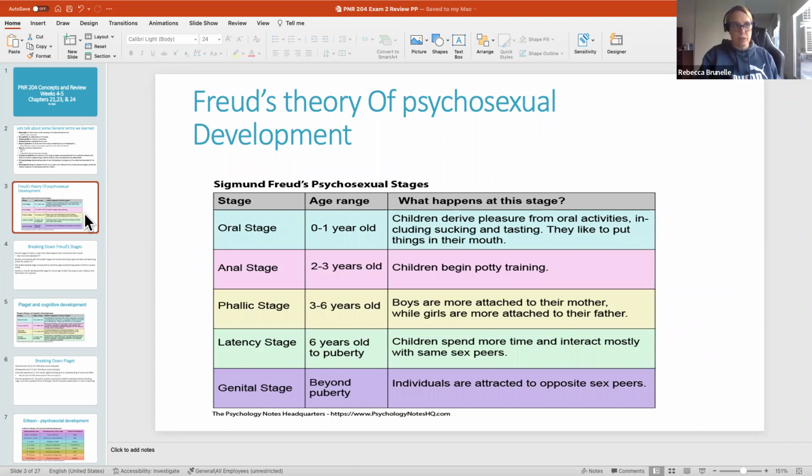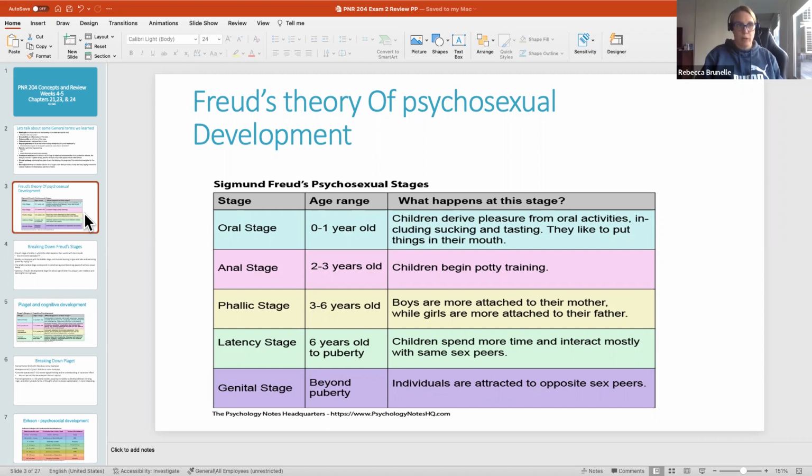These are the same theorists that we talked about for exam 1, but since now we're talking about children in the hospital and adaptations to providing care to hospitalized children, it's important to know these theorists so that you make sure that you're giving developmentally appropriate care. So Freud is the theorist that focused on the psychosexual development.